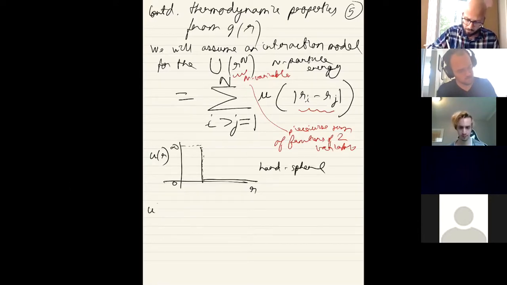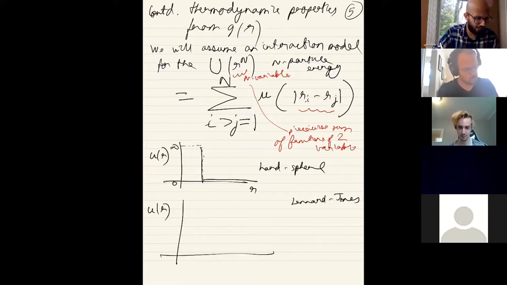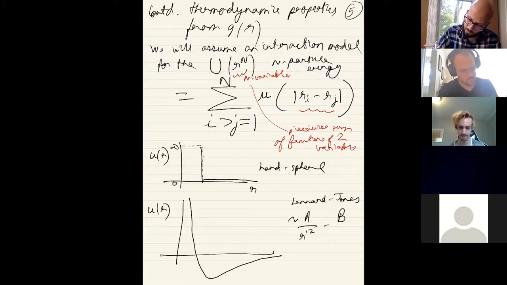A more realistic example is something called the Lennard-Jones interaction, where Lennard and Jones were not two people. It was the same guy's name, his last name, I think. So here, a more realistic example is when this u of r goes to infinity in a gradual manner and has a minimum, and then it gradually goes to 0. So a typical form for such a potential is A by r to the power 12 minus B by r to the power 6. That tends to have such a behavior.